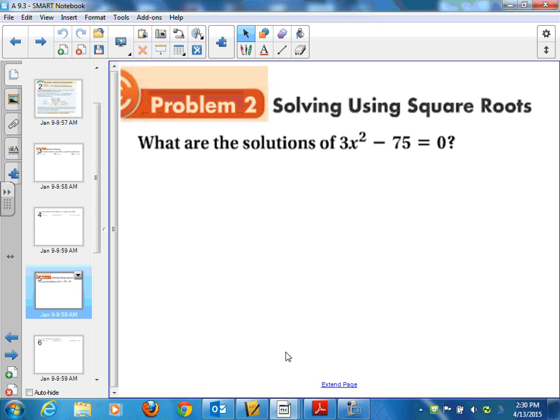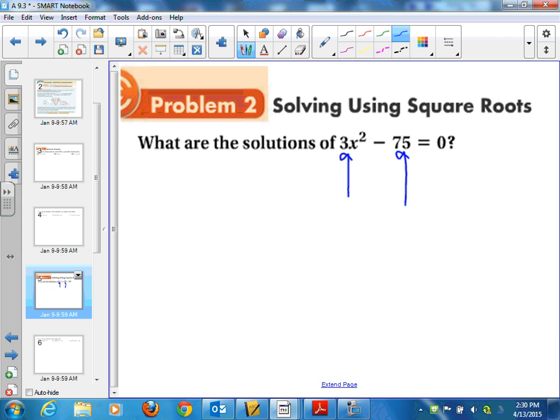Okay, here's 9.3. There's no graphing on 9.3. All you have to do is find the solutions. When I see something like this, I notice right away that there is an A, there's a C, but there's no B. This problem can be done very quickly if you just solve for x. So I'd set it up as 3x squared minus 75 equals 0. And then I just solve for x.